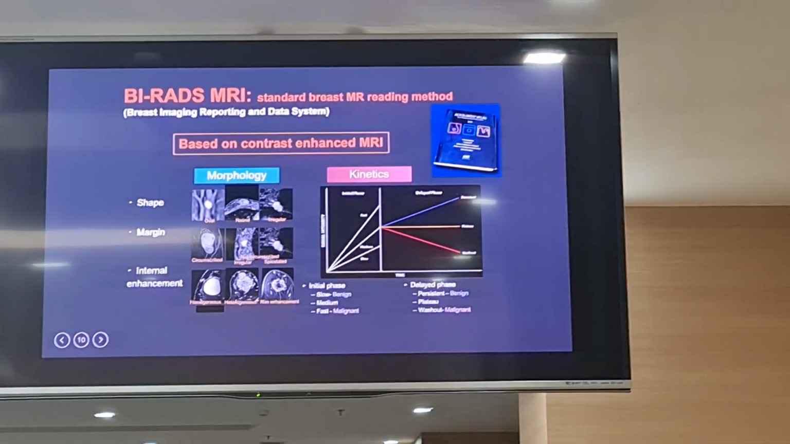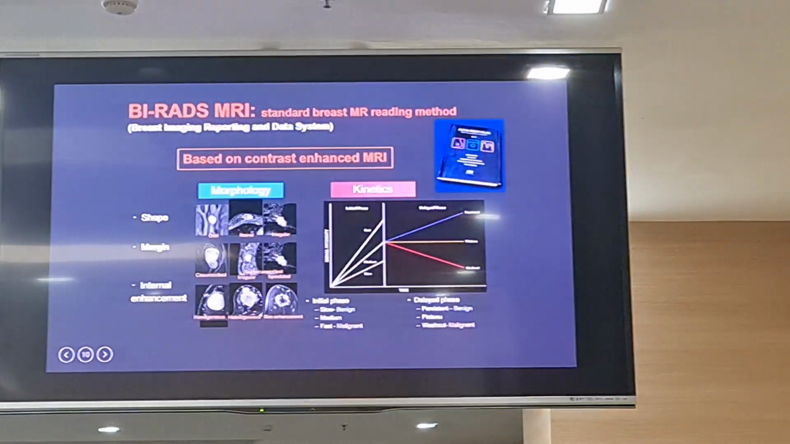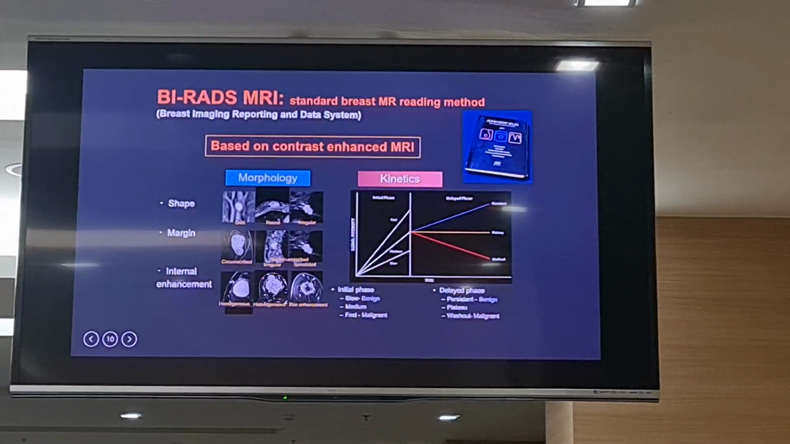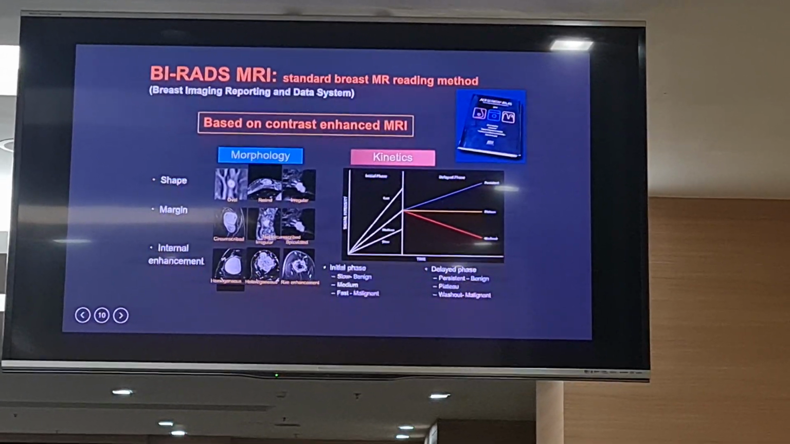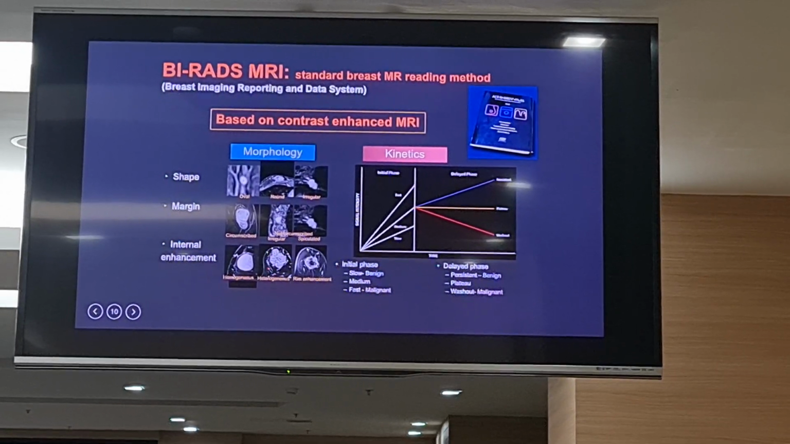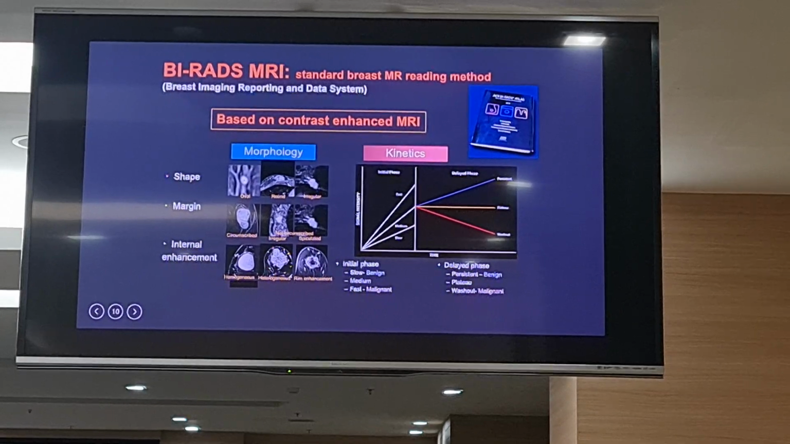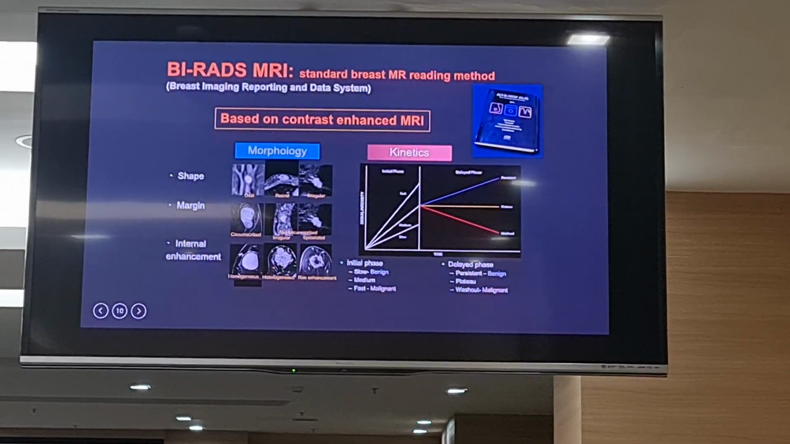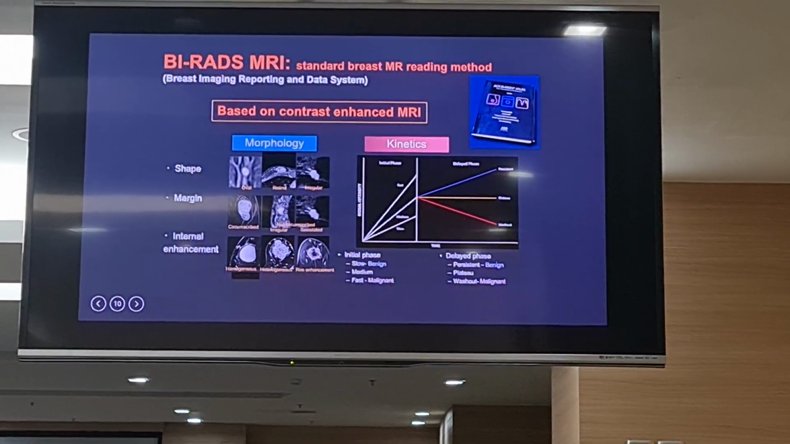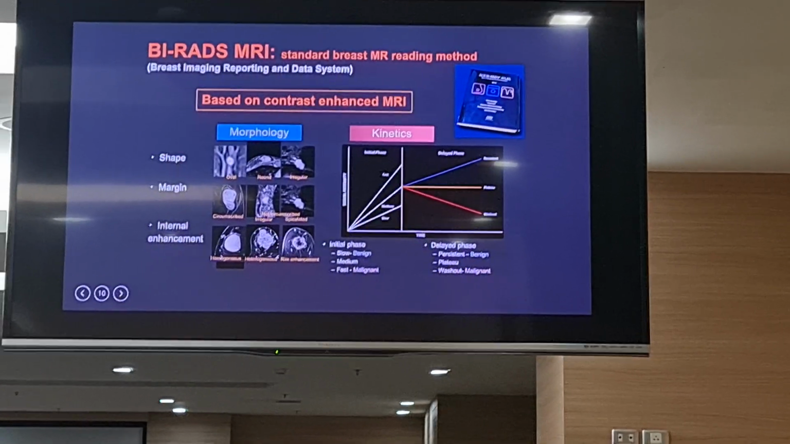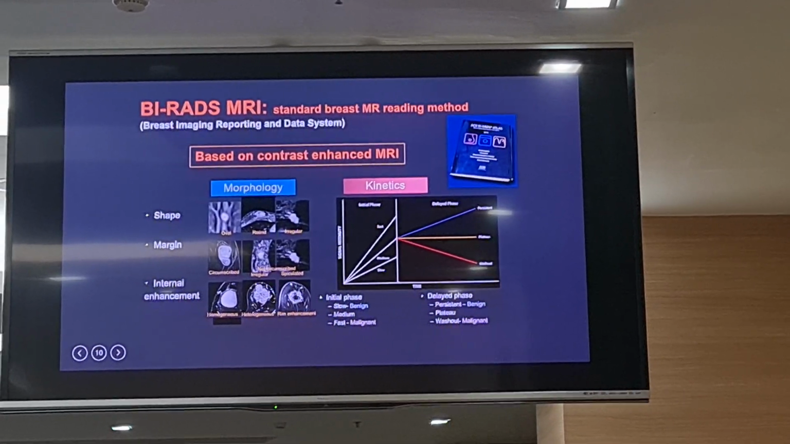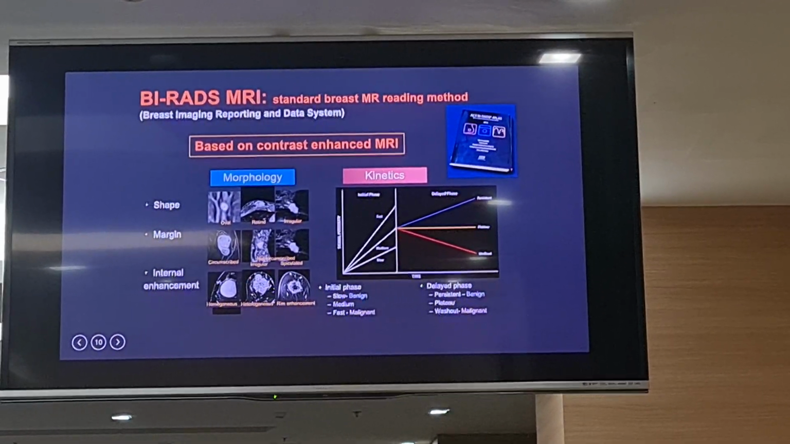And the other pillar is called kinetics. So how the gadolinium washes in to the lesion and washes out. This is also applied in many organs, but breast radiologists respect this most. If the lesion is malignant, we have a lot of contrast coming into the lesion, and it goes out very quickly. So fast wash-in and washout is the most malignant finding in breast diagnostics. Okay, so these are the two pillars, and we use them for almost all breast cancers and women suspected of having breast cancer.